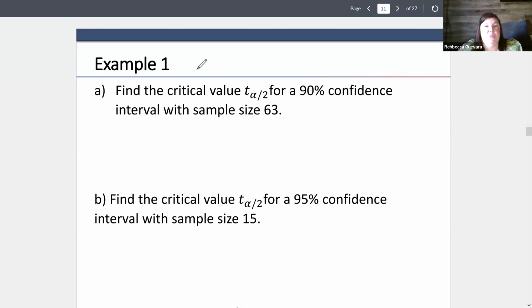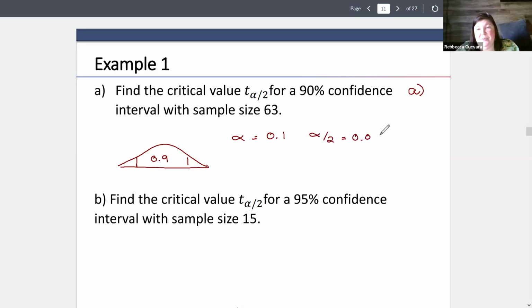Okay, so I'm going to do these with both the table and with the calculator. So here we want to find the critical value for a 90% level of confidence. So we've got 90% in the center. Alpha is going to be 0.1, because that's what's going to be left over, 10%. So alpha divided by 2 is going to be 5%. So each tail has an area of 0.05.